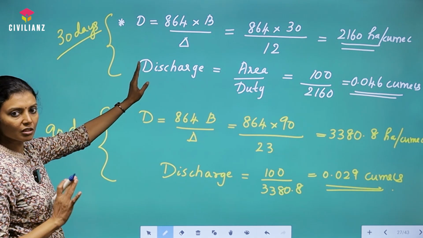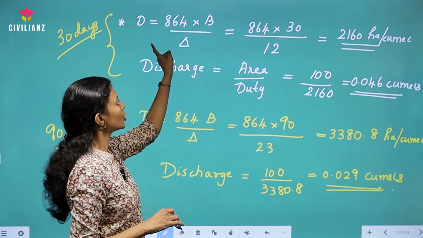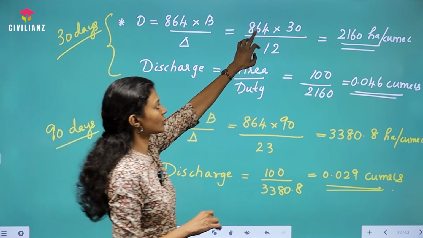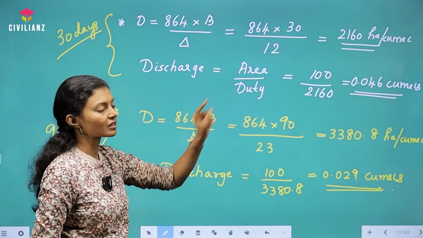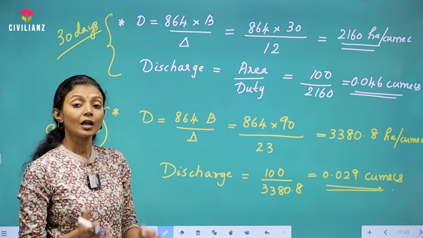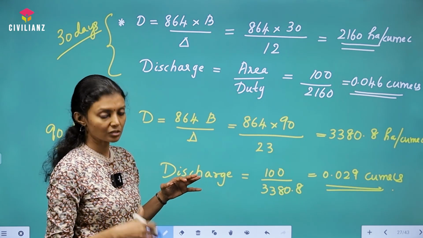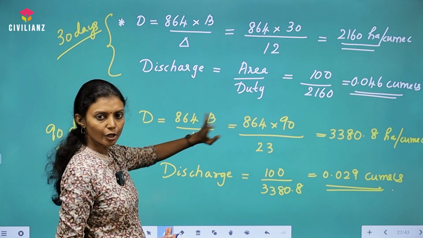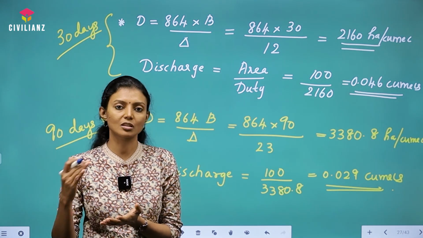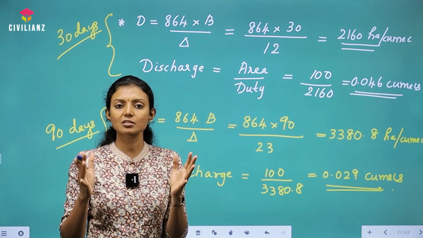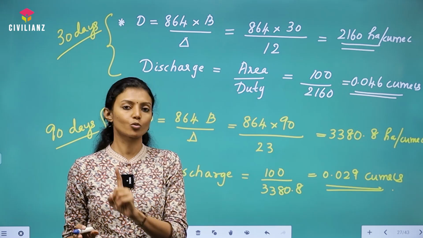During the first 30 days, using the equation 864B by delta, you can find out the duty for 30 days and a depth of 12 centimeter. You get the answer as 2160 hectares per cumec. Now, to find the discharge, we all know that duty is equal to area by discharge. So, discharge is equal to area by duty. So, we get a discharge of 0.046 cumecs. That is, during the first 30 days, you require a total discharge of 0.046 cumec.